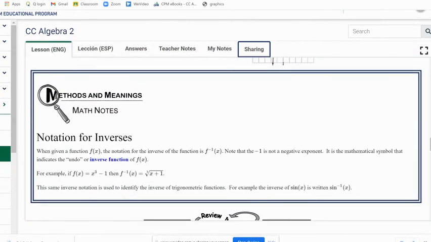We will not be doing the math notes. The math notes for the notation for inverses basically say that if we have a function f of x, then the inverse would be denoted by f to the negative 1 of x. We went over that on the first day of chapter 5, and I don't feel like we need to write it down. So that is everything for 5.1.2.